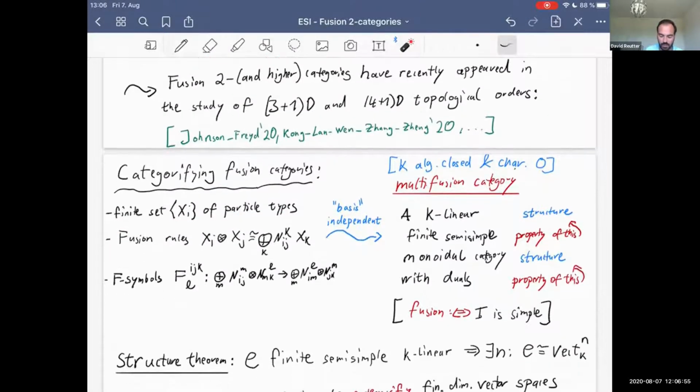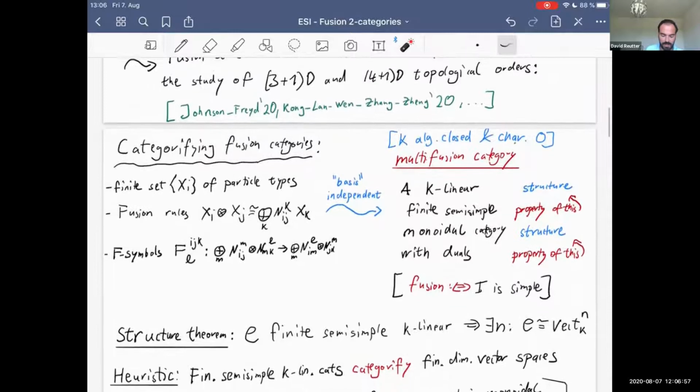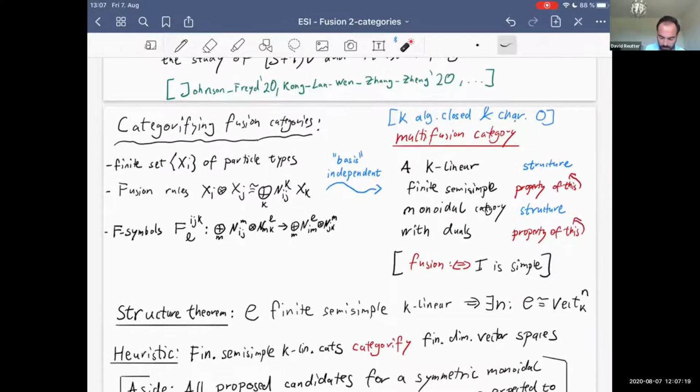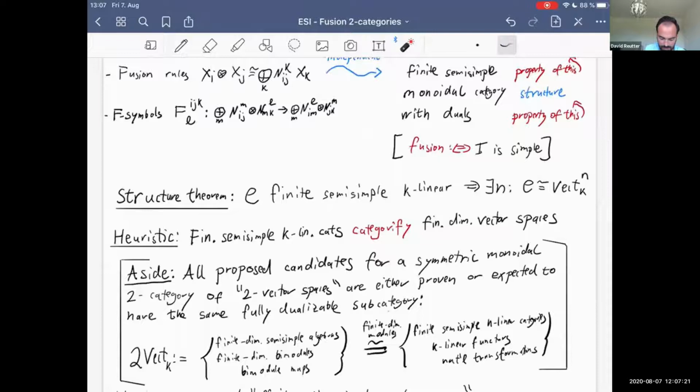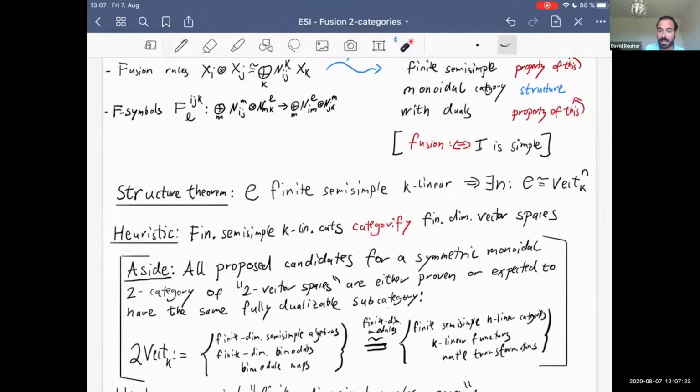And so from this heuristic perspective, one should really think of a finite semisimple K-linear category as categorifying a finite dimensional vector space. This is analogous to the structure theorem for finite dimensional vector spaces: every vector space is isomorphic to C to the n. Now, there's of course a much deeper reason why we should think of finite semisimple K-linear categories as categorifying finite dimensional vector spaces. It's not going to be super important for this talk, but I'll say it for those of you who are from a higher categorical perspective or aware of the cobordism hypothesis.